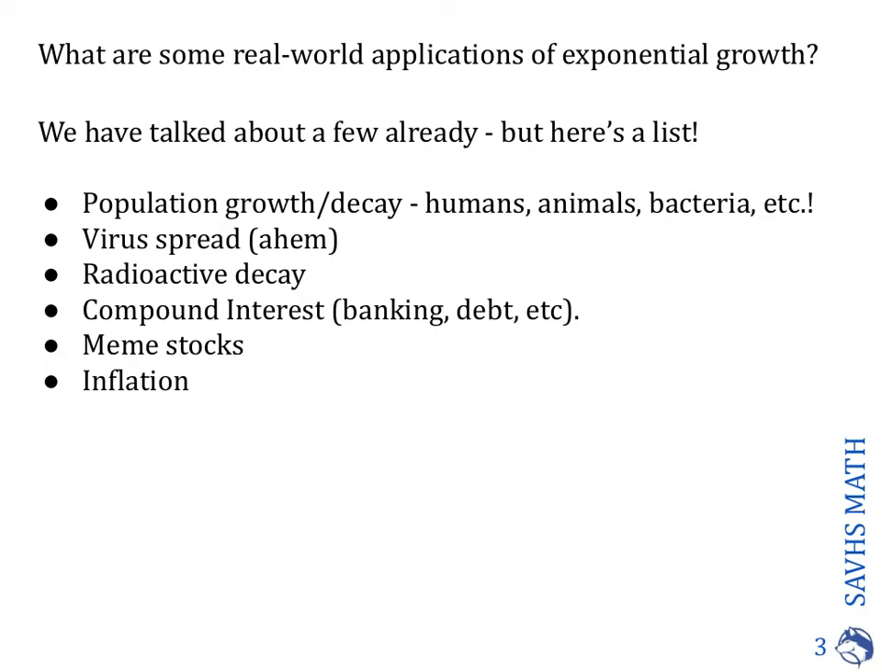Virus spread is a really good example, and it's relevant right now because of coronavirus, but it does tend to happen exponentially until mitigation strategies are put into place, like social distancing. Radioactive decay is something that you might have seen a little bit of earlier this unit, and it is an exponential decay example. Compound interest we've talked about. Stocks we have not seen yet, but sometimes stocks grow exponentially. And inflation is another good example of something that happens exponentially sometimes.